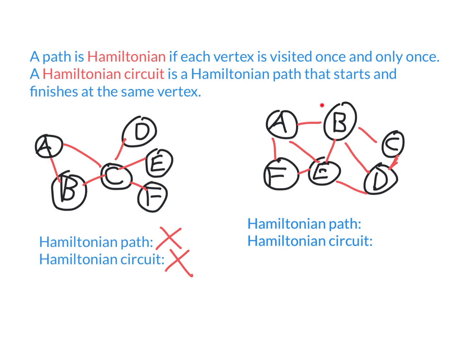All right, let's look at this one here. It turns out a Hamiltonian path and circuit will be possible here. So let's just see how we go. If we go A, B, C like this, if we follow this here, we have clearly a Hamiltonian circuit. It is Hamiltonian because each vertex was visited once and only once, and it is a circuit because we started at A and ended at A.